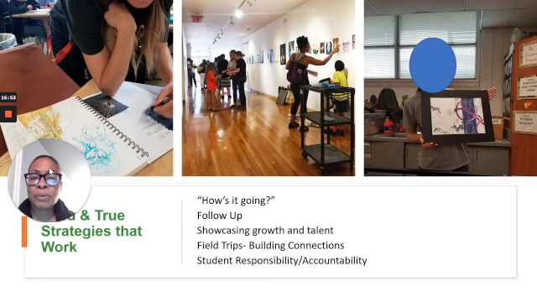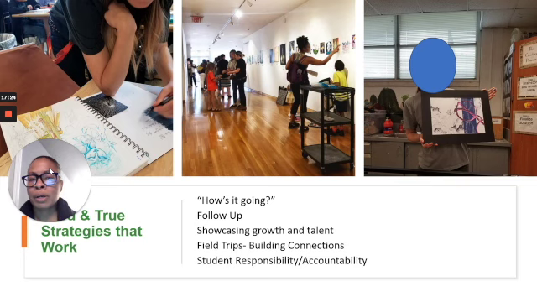Showcasing student growth and talent is really, really important. So whenever I hear about an opportunity to display student work, I try to jump at it. In the middle is actually me, and I took my two kids with me. There was an exhibit at the High Museum for students, so I was able to display some student work there. And my kids were able to see the behind the scenes of hanging student work. So they were actually helpers for the day.